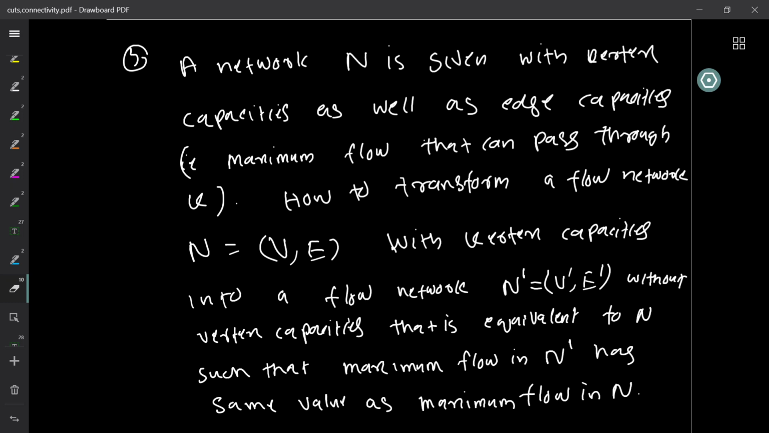Such that the maximum flow in the network N dash has the same value as the maximum flow in the network N. So we want to create a new flow network. Of course, the capacities of the edges may be different now, but the maximum flow value will still be the same. So how do you do that? Is it possible? Okay.